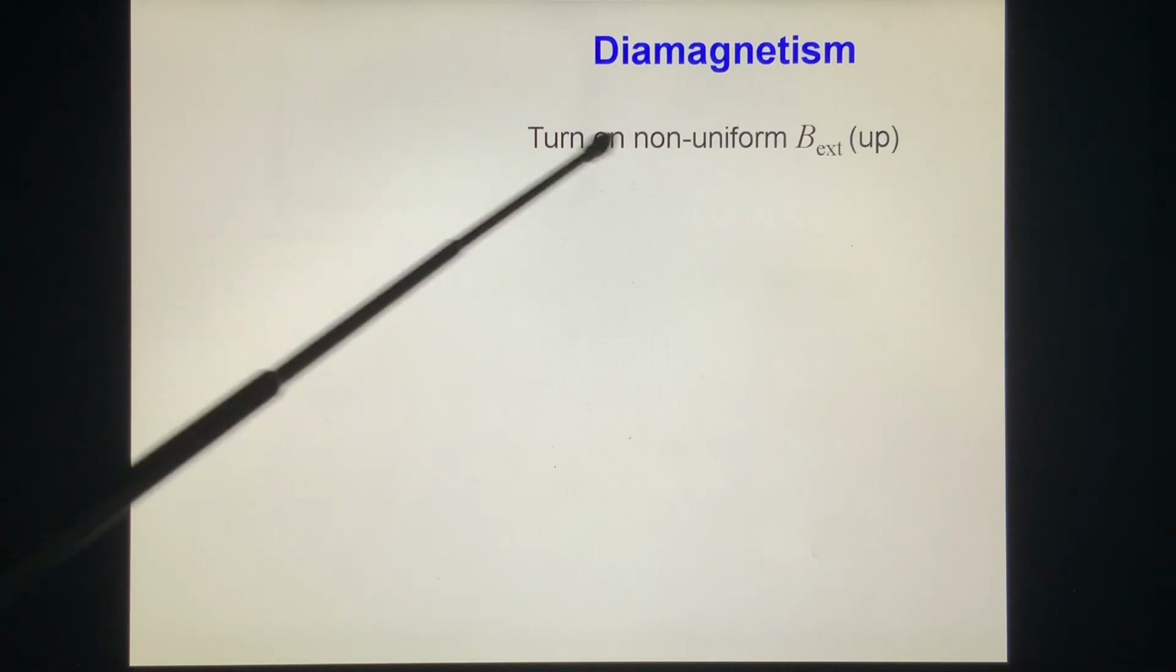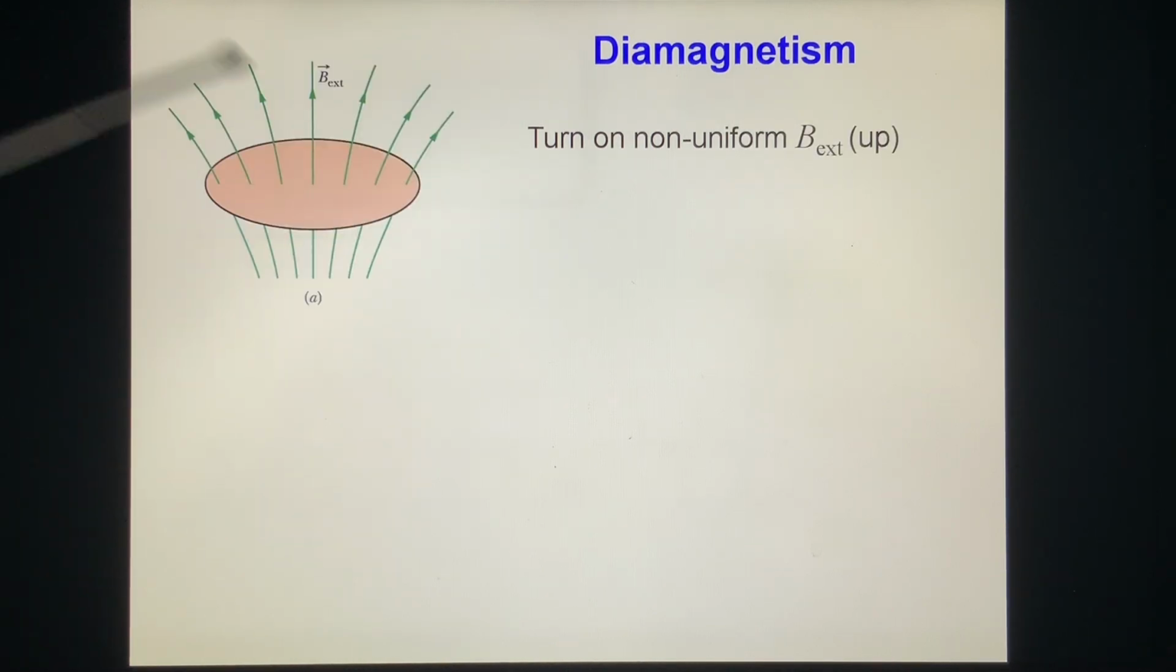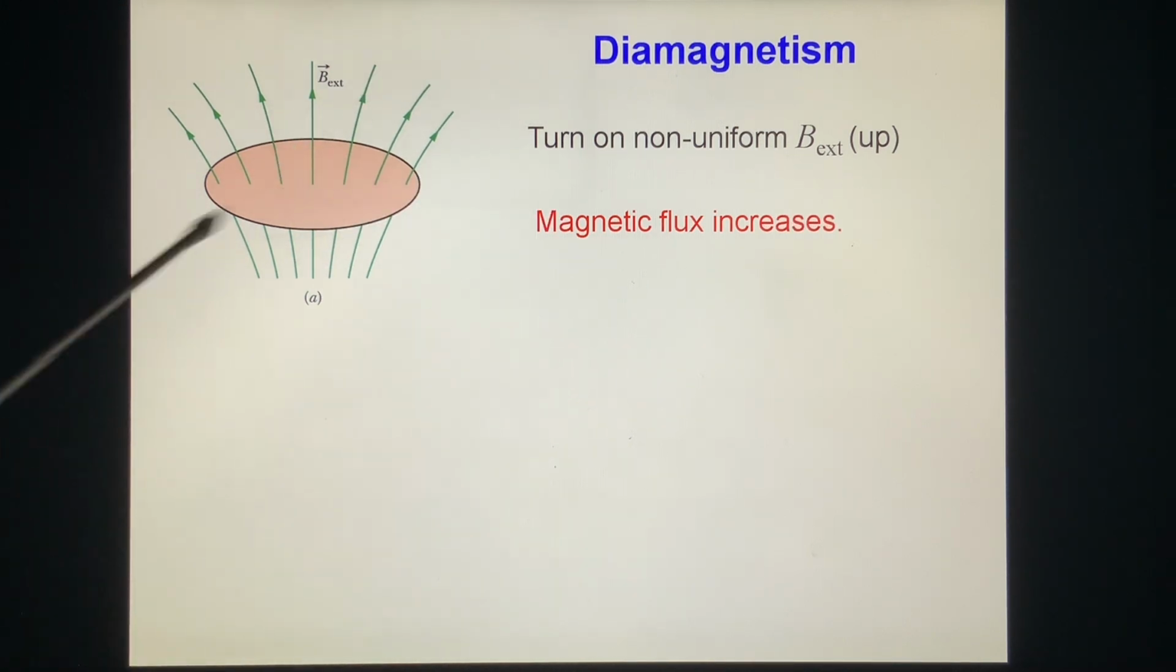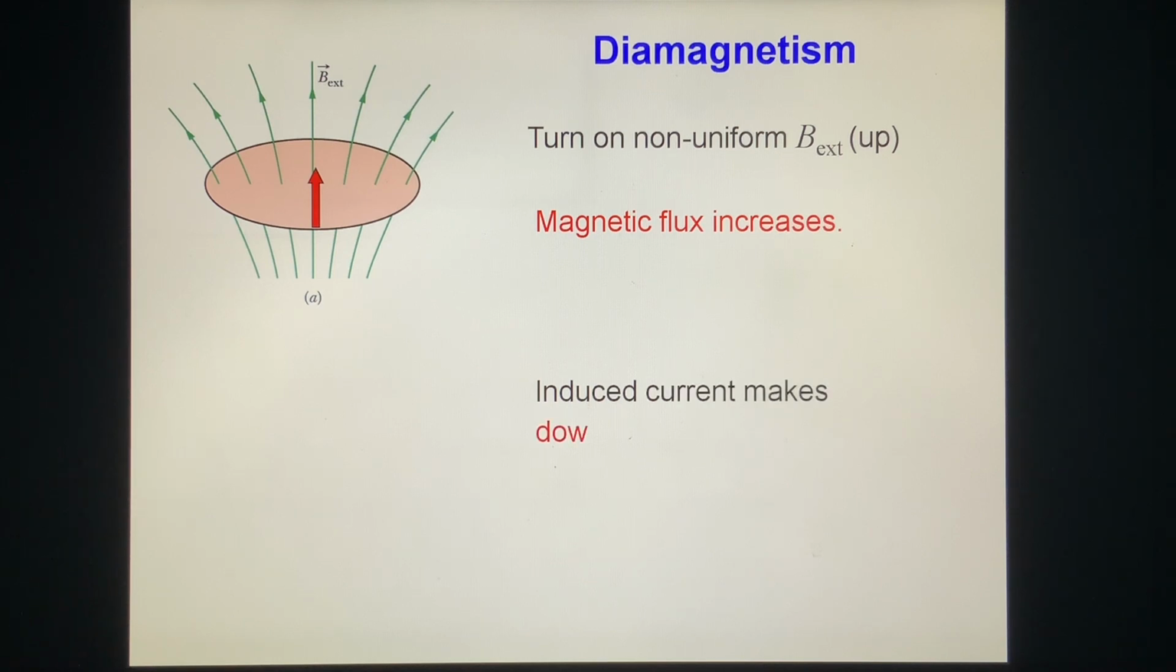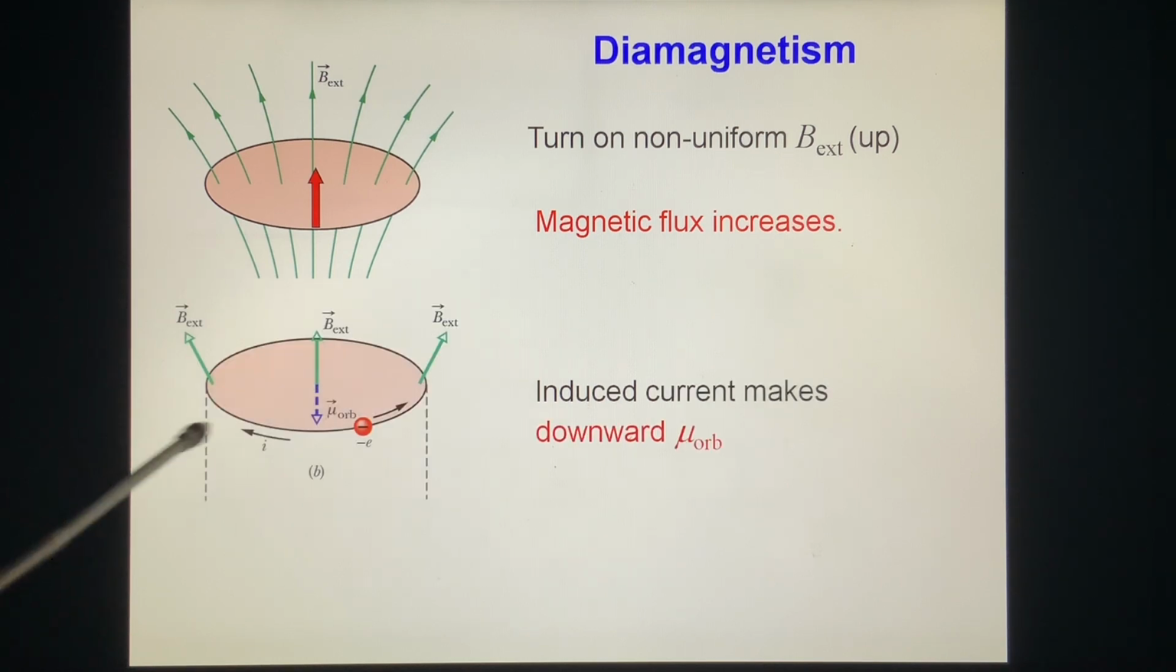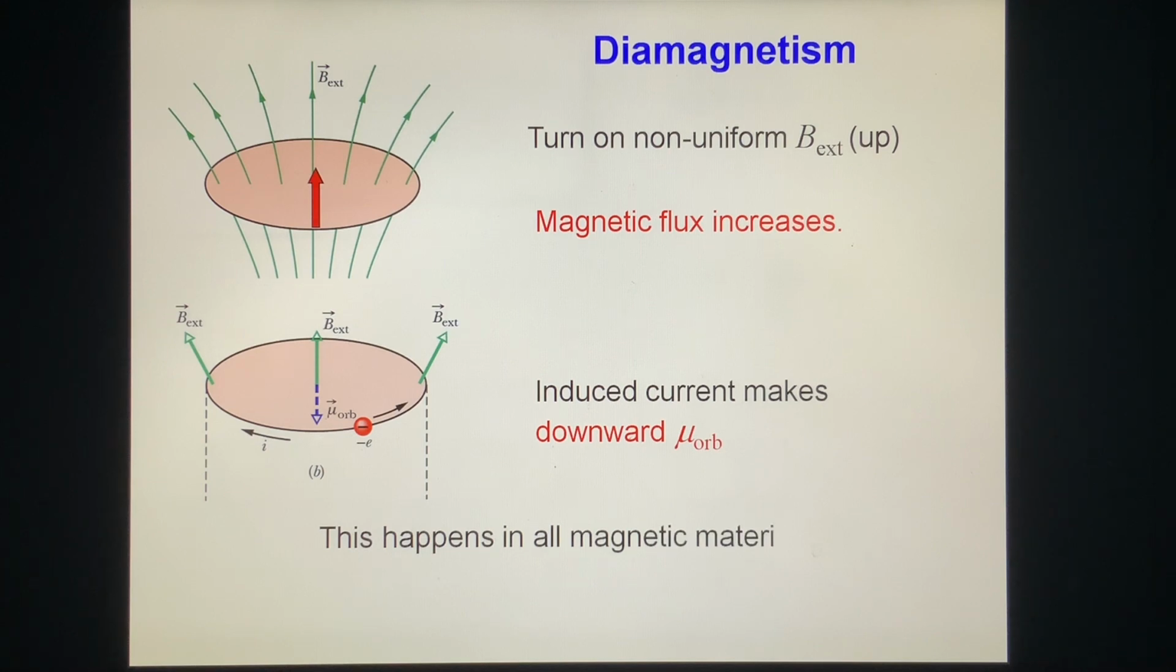We turn on a non-uniform B external. This side is greater, this side is lesser. Then the magnetic flux increases. So this is an electron in the atom. And from Faraday's law, we have an induced current that makes a downward field, so the current goes this way and the electron goes this direction. This happens in all magnetic materials.